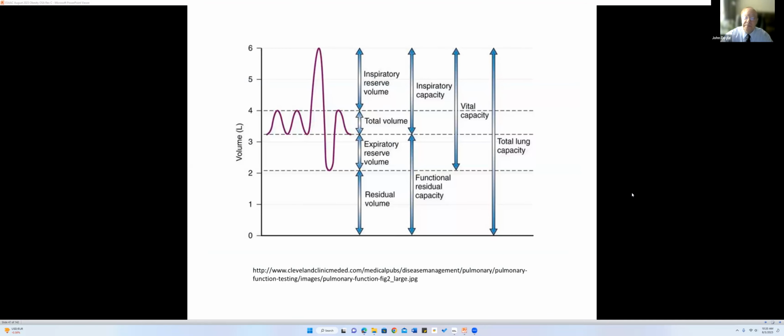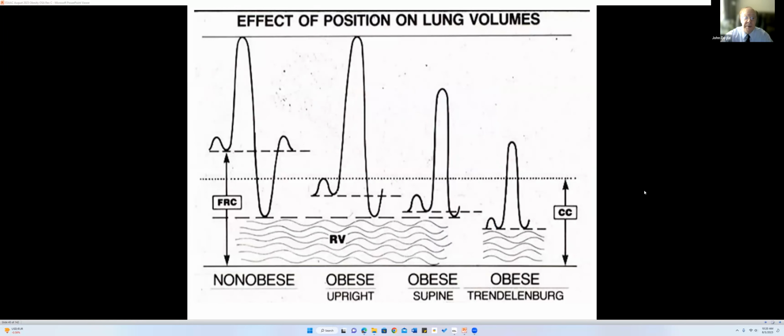So here is an example of the various lung volumes that you remembered in your first year physiology course. And the functional residual capacity is the combination of the expiratory reserve volume and the residual volume. And when that is lowered, you have less oxygen stores. So here we have the non-obese patient on the left, seeing FRC, functional residual capacity, and you can see how it is dramatically lowered in the obese patient, particularly in the obese patient who is supine and the obese patient who is in the Trendelenburg position, as we so commonly encounter in urologic procedures as an example.